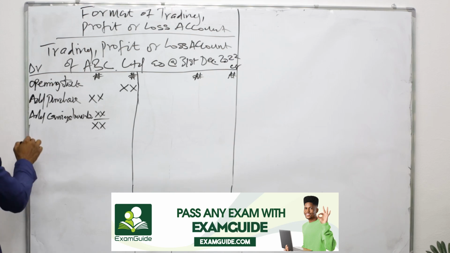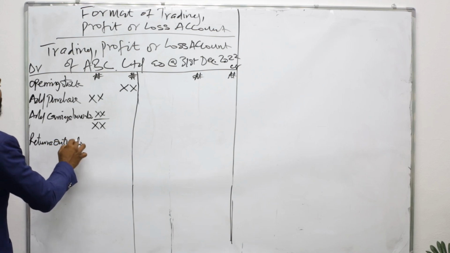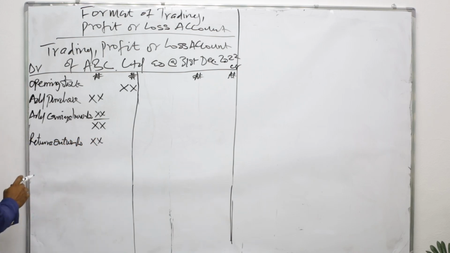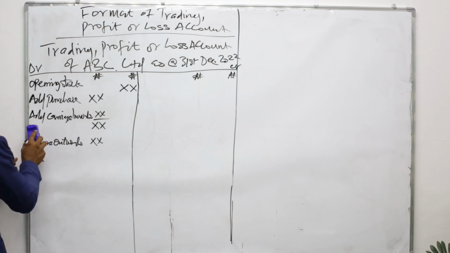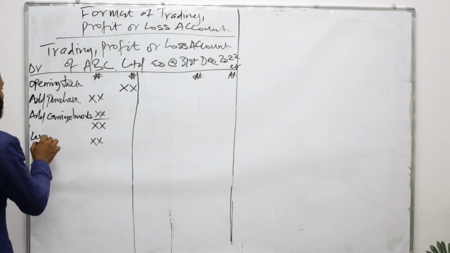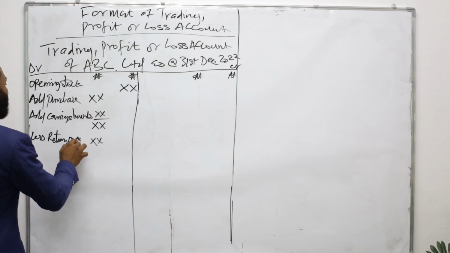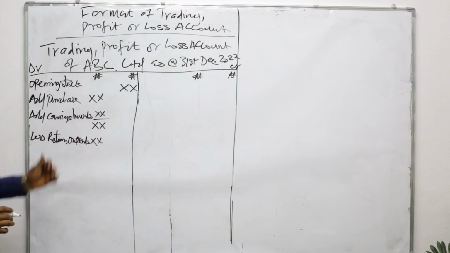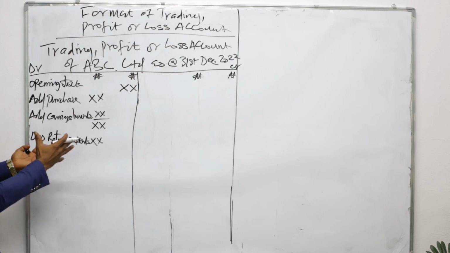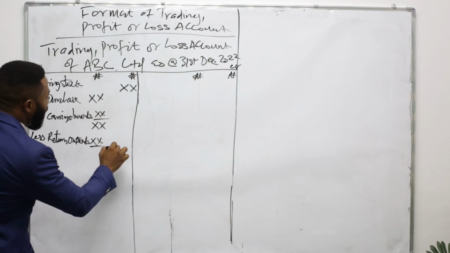The next one is returns outwards. This return outwards, we are subtracting return outwards. Sorry, I have to indicate that we are subtracting. So it is called less. In accounting, when you see add, it is addition. When you see less, it is subtraction. So you say less return outwards. Sorry, the writing may not be legible enough because I'm trying to manage the space. But bear with me. What we have here is return outwards. So when you subtract this from here, you have a value here.